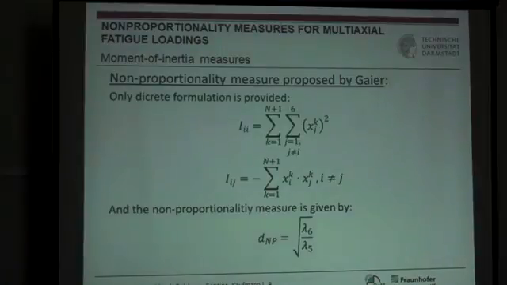The third measure was proposed by Gaia. It's a discrete formulation, and those are the formulas for the components of the stress tensor. In his formulation, he defines his measure of non-proportionality as the ratio of the two smallest principal values of the moment of inertia tensor.